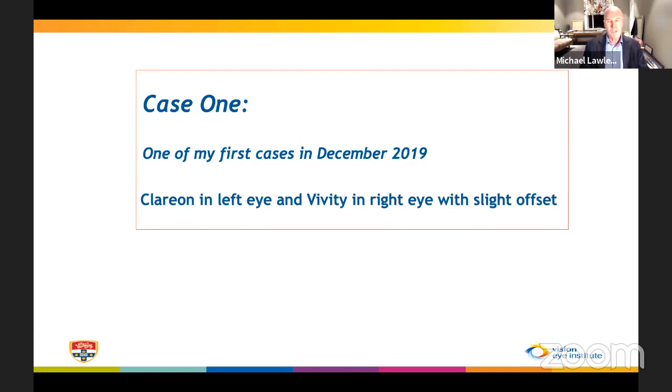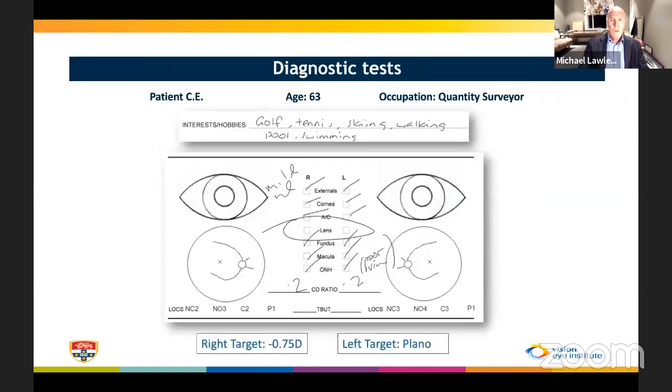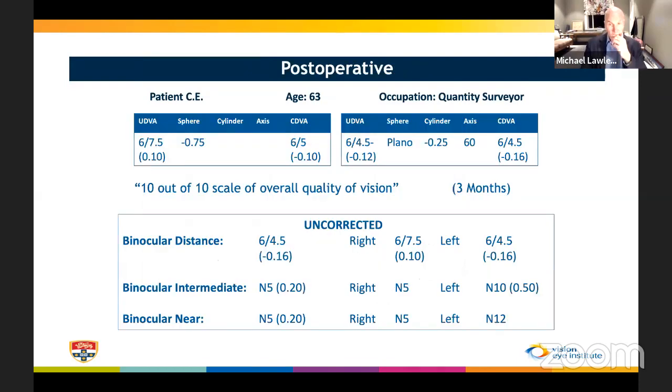I'm old enough to be suspicious about data sometimes. So I put a Clarion in the left eye, the dominant eye, and a Vivity in the right eye, aiming for -0.75. He was 63, had some cortical cataract. And I got him just right. I'm just going to dwell on this slide for a moment because I got him right.